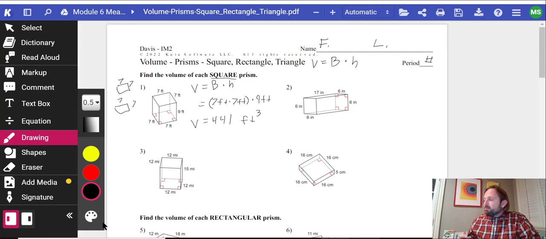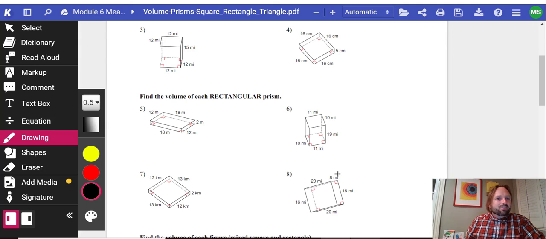Let's go on. But before we go on, what are we counting when we're counting volume? We are counting little cubes. Little boxes.